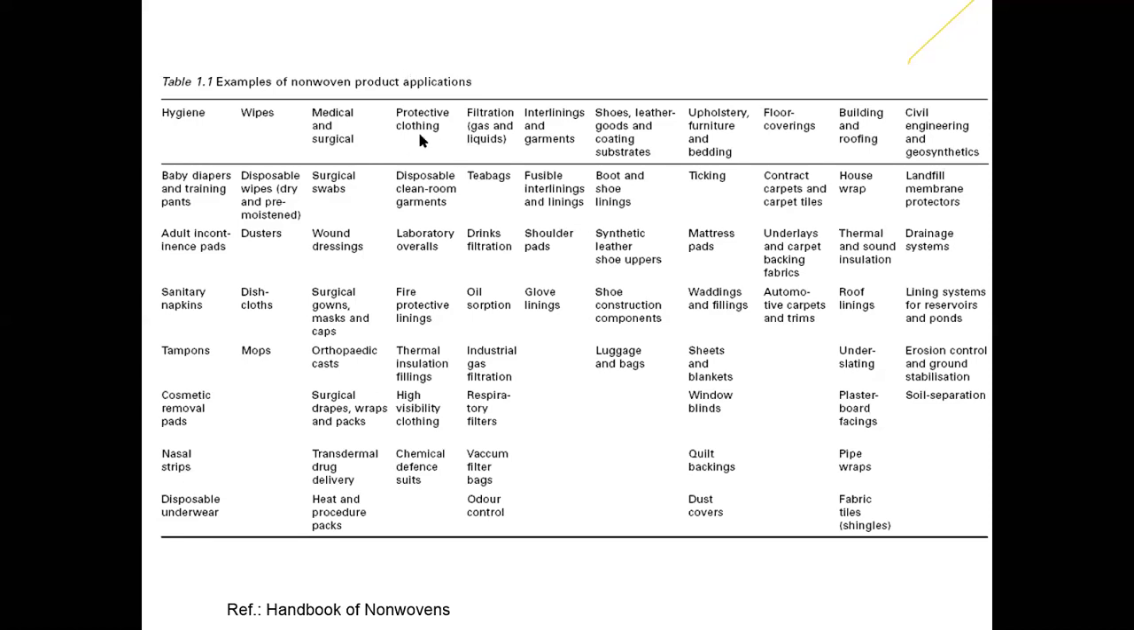So in protective clothing, in medical, we have surgical gowns, masks and caps. Whatever we are saying nowadays, PPE kits are available, but the PPE kits are made of polymer sheet. But in most of the cases, they use non-woven surgical gowns. Masks, you are already using, and caps. They are non-woven caps. Orthopedic casts, surgical drapes, wraps and packs.